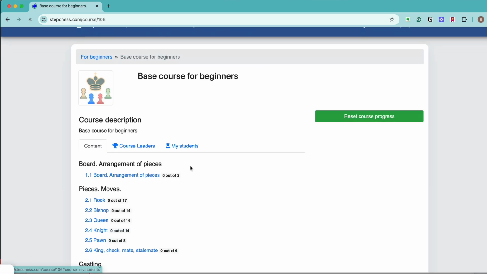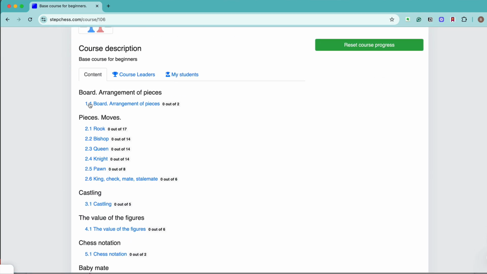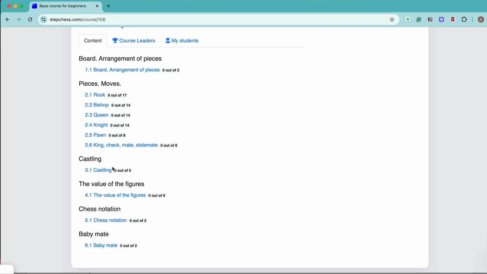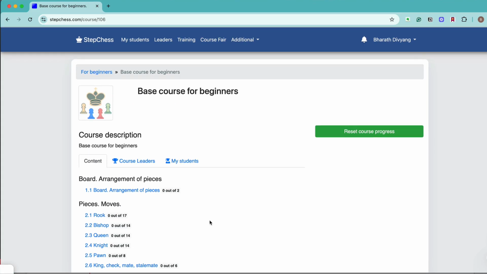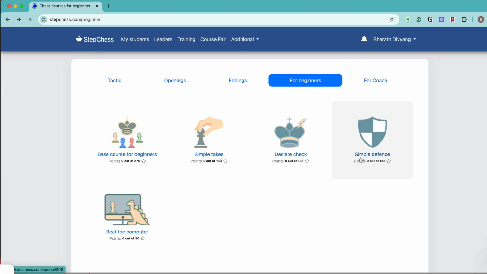Now, this is the very, very trivial, complete novice part of it, which is like arrangement of boards, how the pieces move, what's castling, what's the value of the figures, chess notation, and things like baby mate, which is like very, very simple checkmates. This is something which you'll also find in Lichess. But what's interesting here is actually the other parts, because here you have three things: simple takes, declare check, and simple defenses. Now, these are kind of like the fundamental building blocks of chess in general.